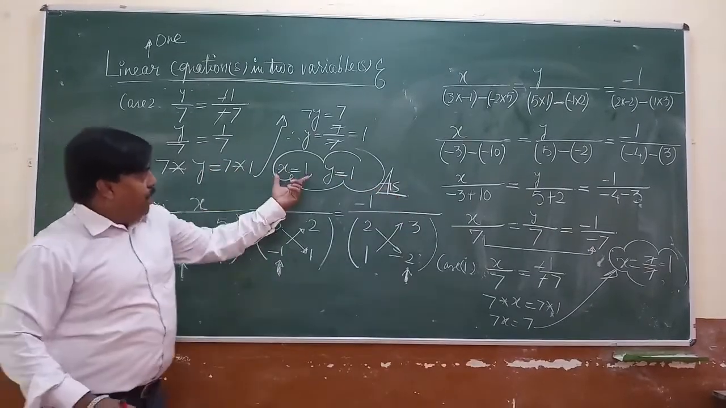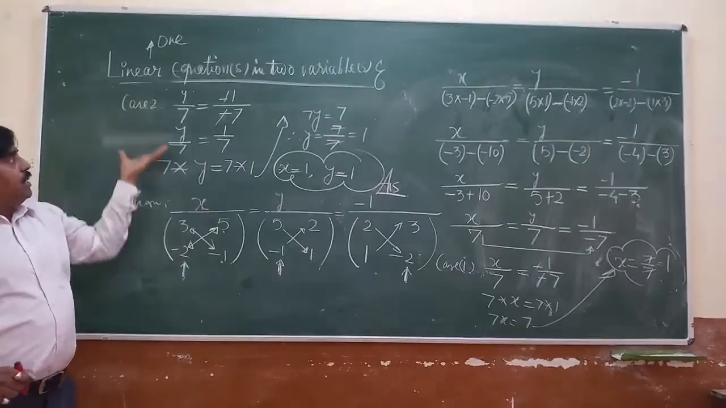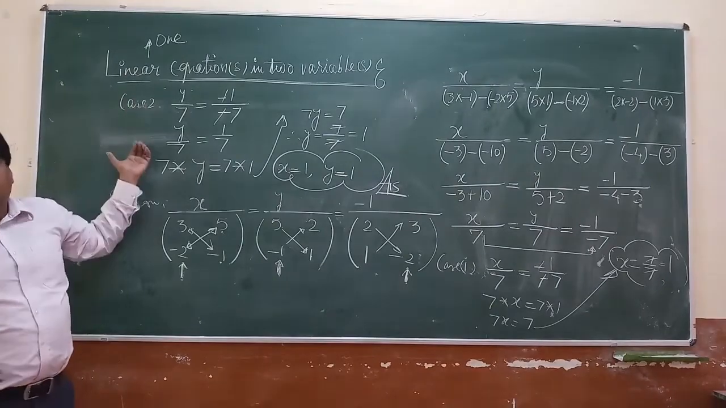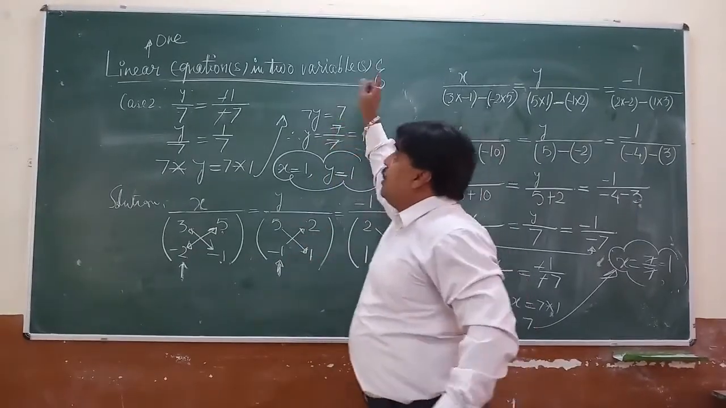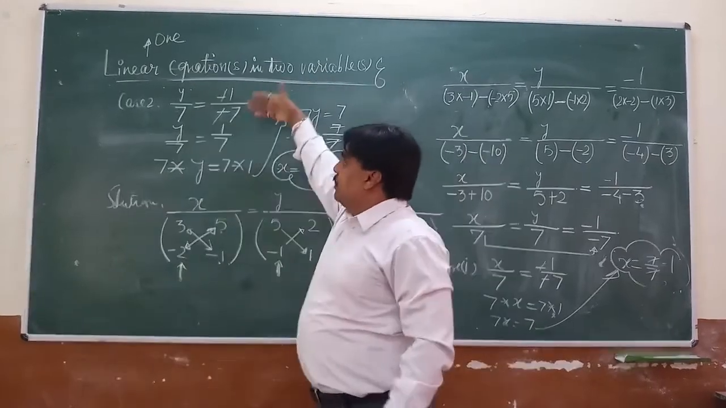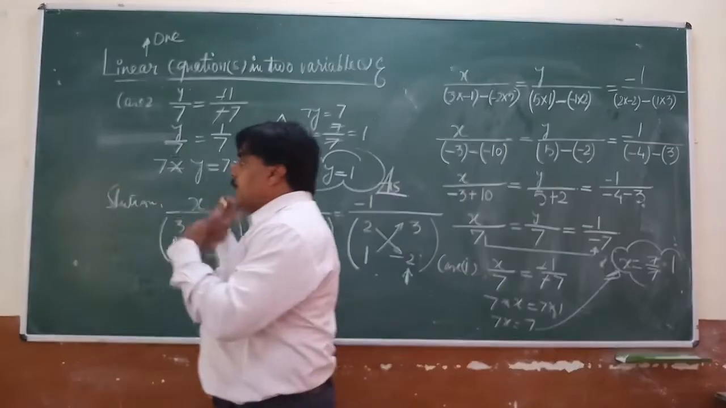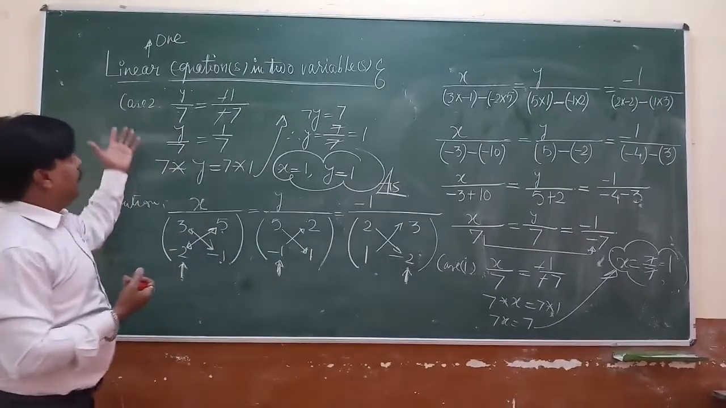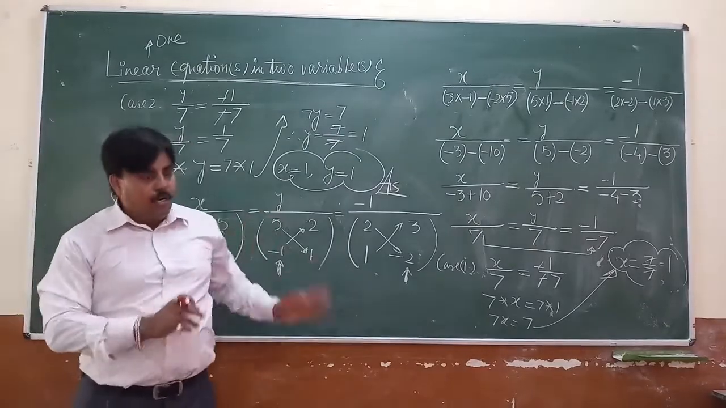These are the values of x and y which will satisfy the linear equations which were given in the system. So this is the example in case of linear equations in two variables. Simple linear equations in two variables we were taking. Now if the literal linear equations are given, then how can you apply this cross multiplication rule?